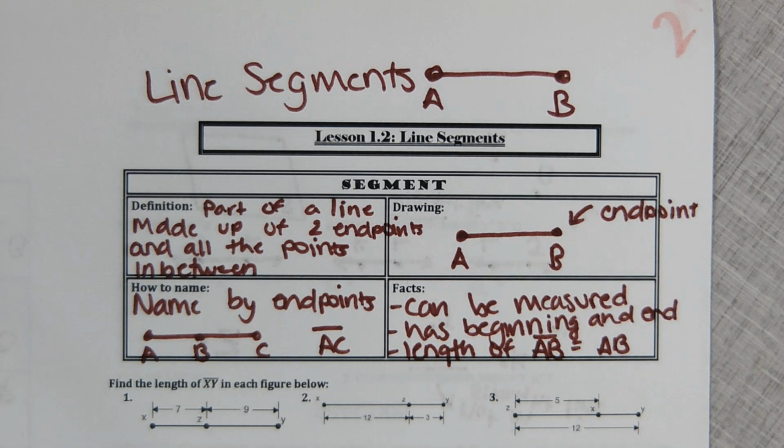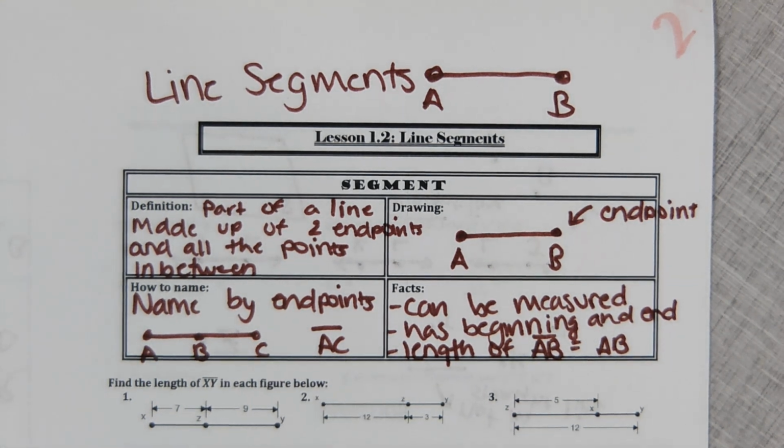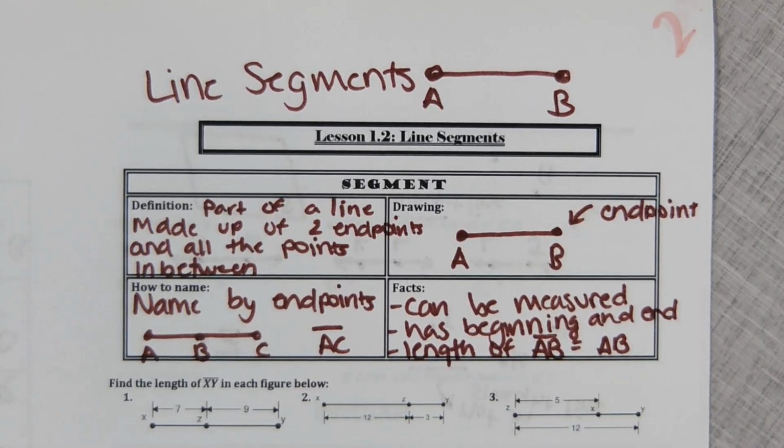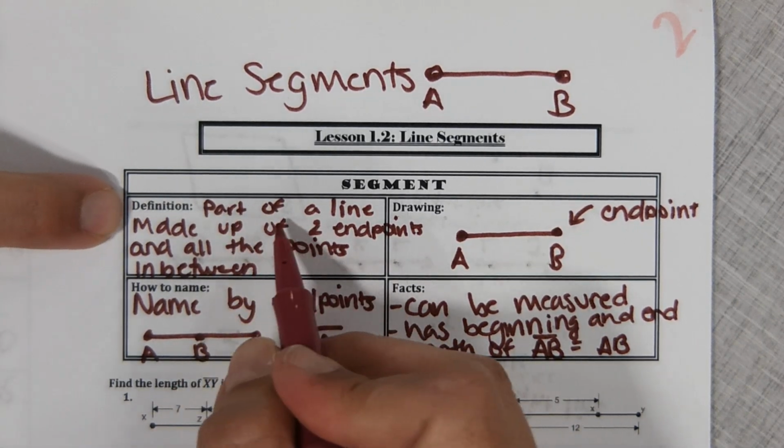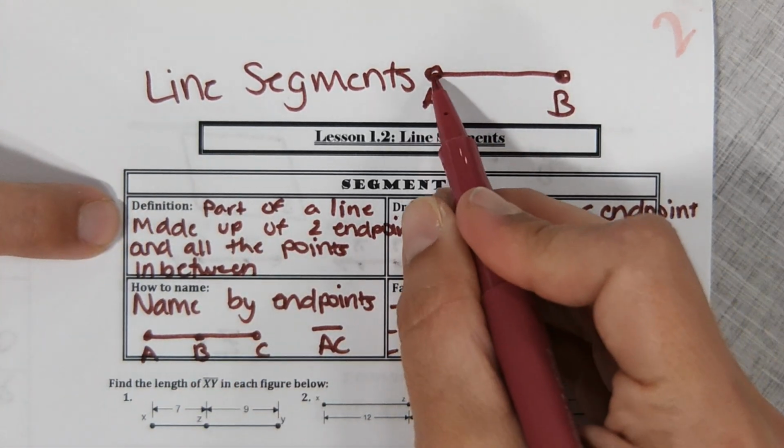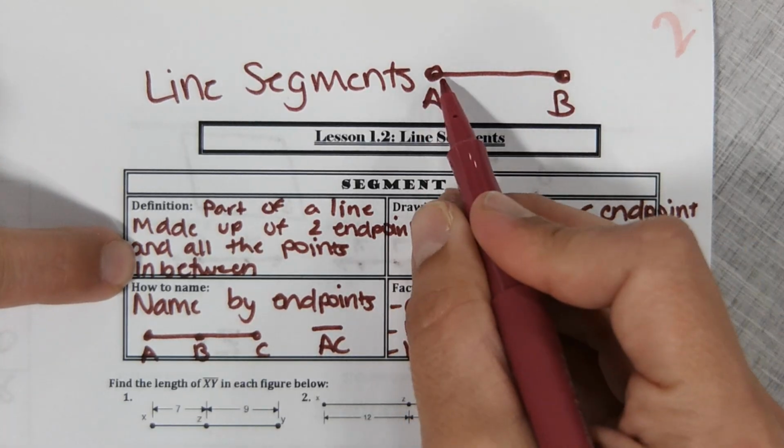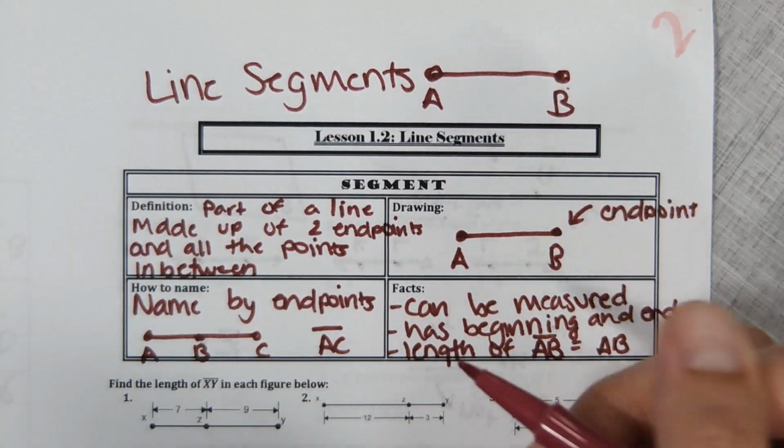Okay, so line segments, you've seen this before, you've heard of it before. Just to remind you, this is the official definition: it's part of a line made up of two endpoints and all the points in between. So this is a line segment, and that's what we're going to be working with today.